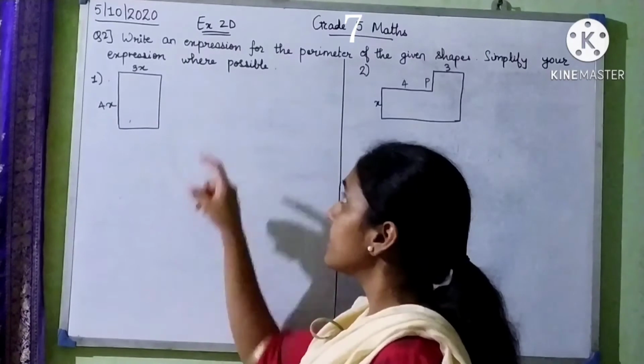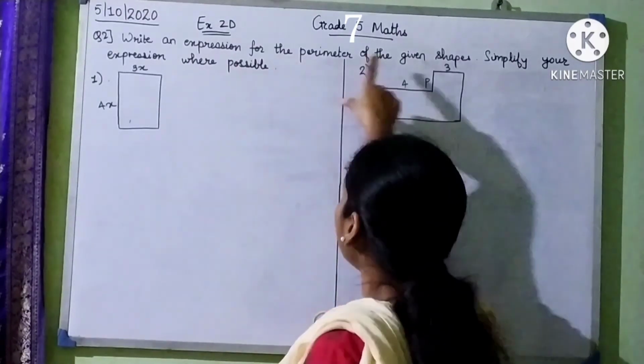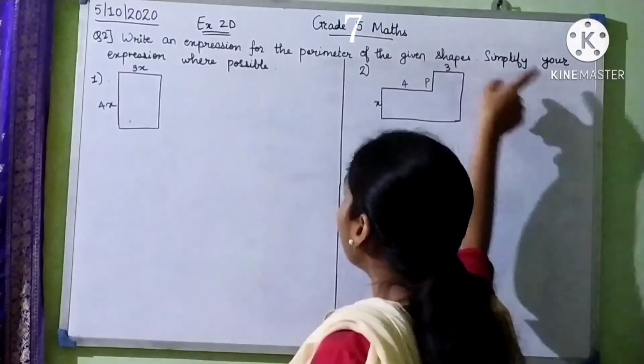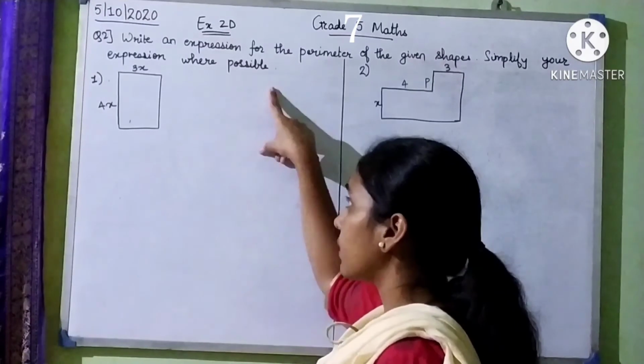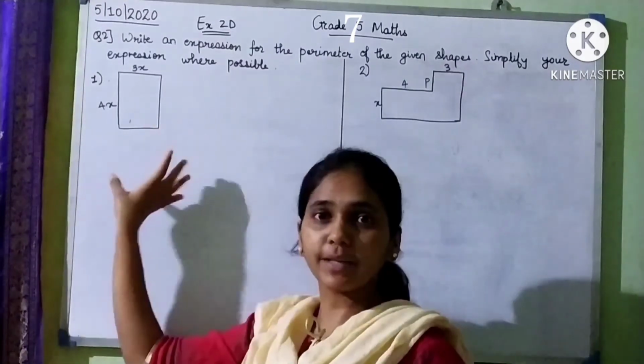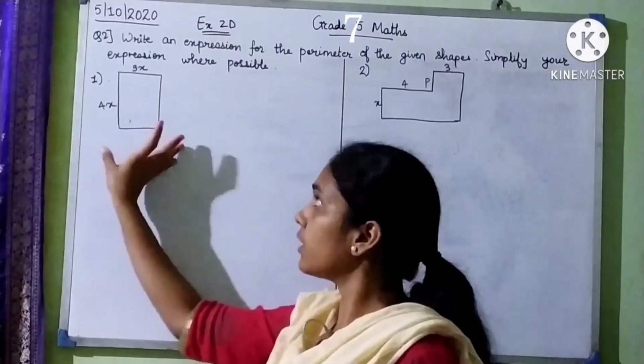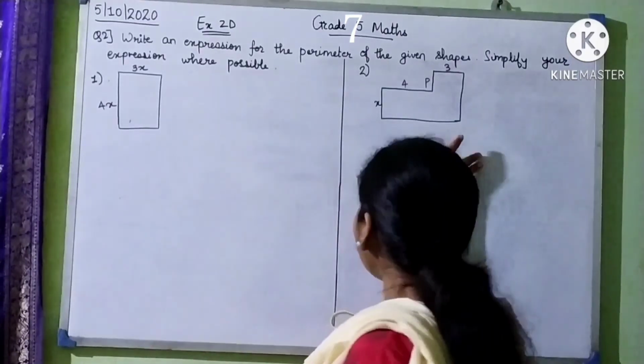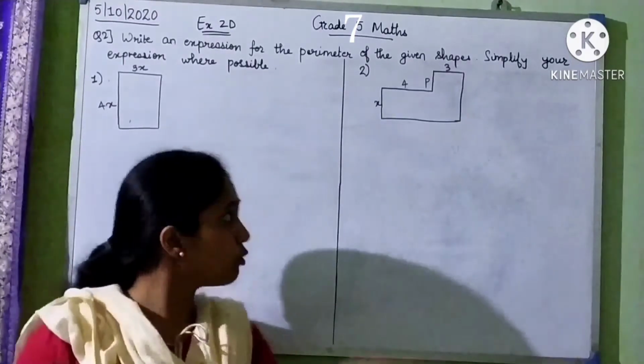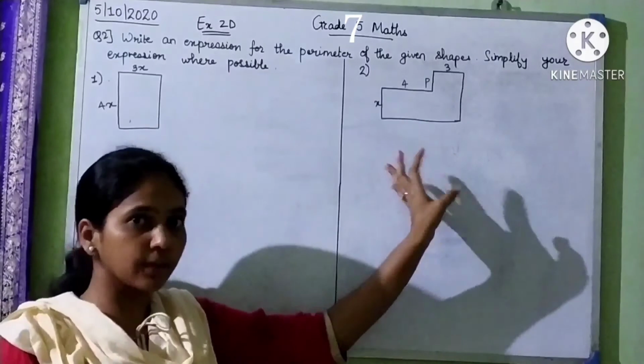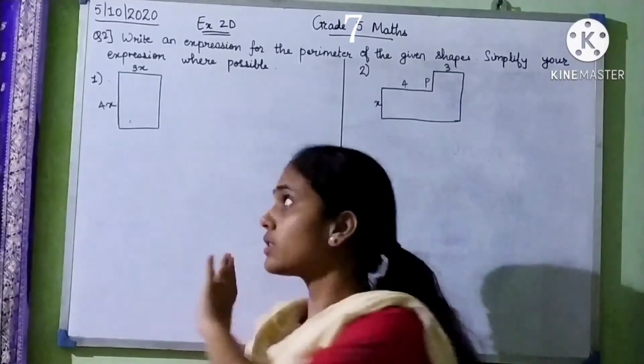The second question is: write an expression for the perimeter of the given shapes. Simplify your expression where possible. So you have to find the perimeter of these given shapes. Here this is a rectangle and this is a figure which includes two rectangles in it. We will solve it afterwards. We'll first see this one.